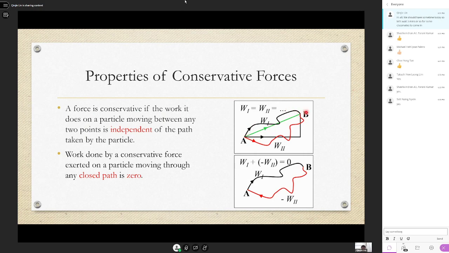Work done by a conservative force exerted on a particle moving through any closed path is zero. It's illustrated here. If you move from point A to point B, and then from point B back to A, the path does not matter. If you move from A to B and then back to exactly where A is, the work done will be exactly zero in the most ideal situation. Actually, this property and the previous property are sort of describing each other also.